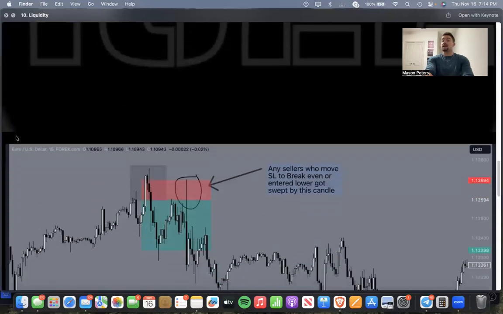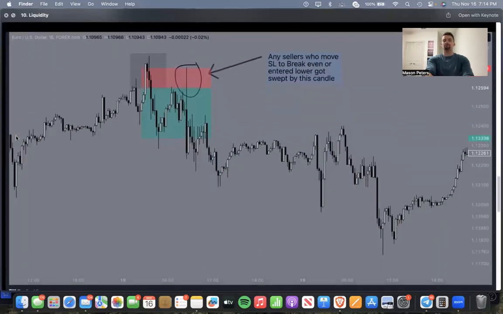So let's go over an example of what this is, right? I love Euro USD, right? And we're going to actually go to the chart and look at Euro USD here in a moment. So imagine that you're in a short position on Euro USD.